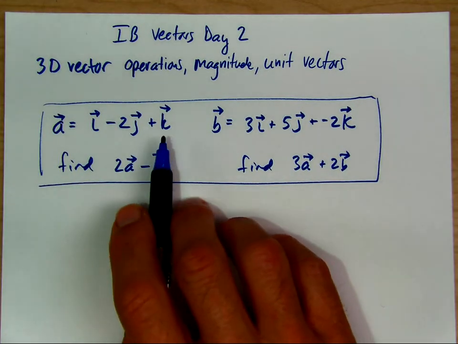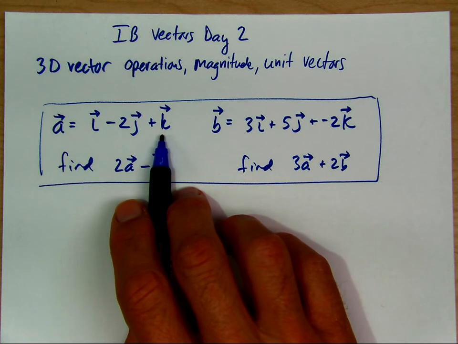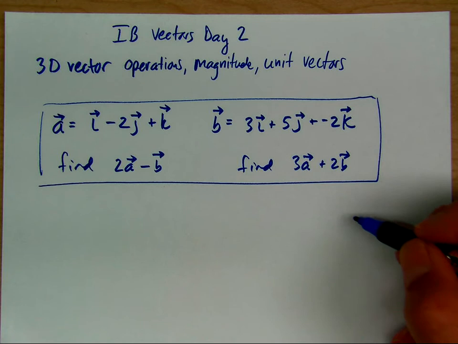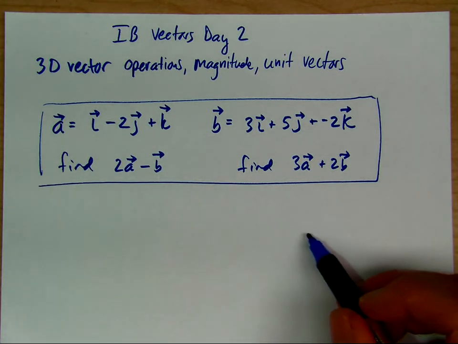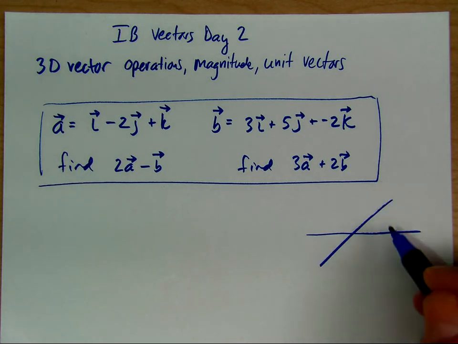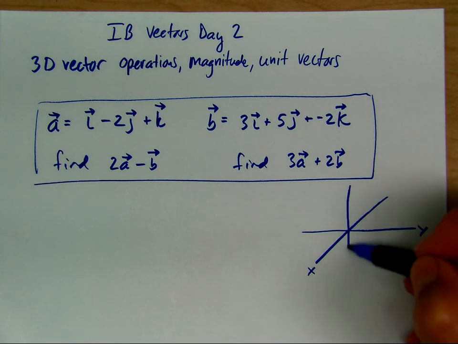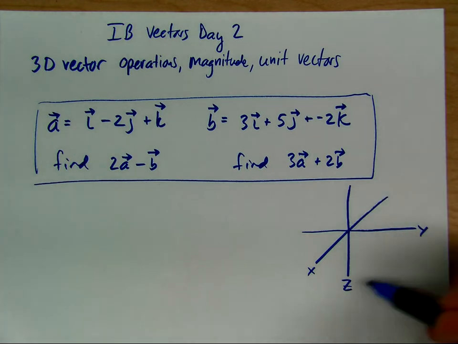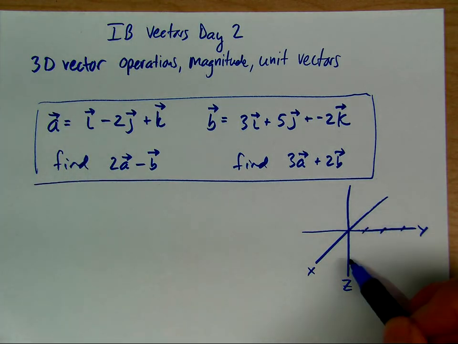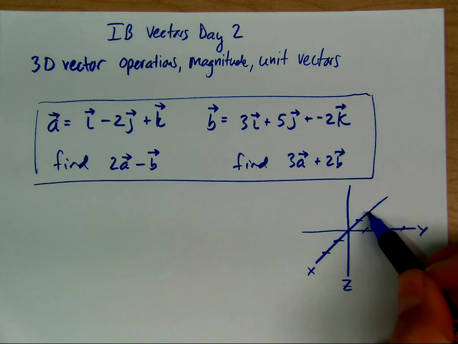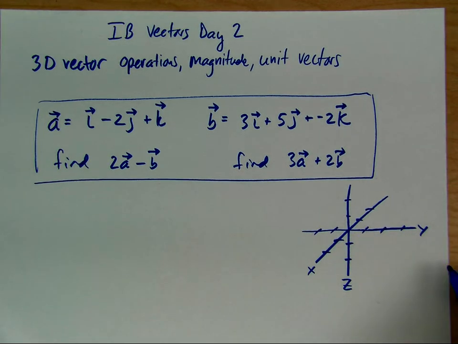Alright, so there's the third component, that's vertical. On the IB test you don't have to be able to graph these, but just to show you what they mean and how they're graphed. This is the x-axis, the y-axis, and then z is vertical, and so we can graph these by just making a rectangular prism.